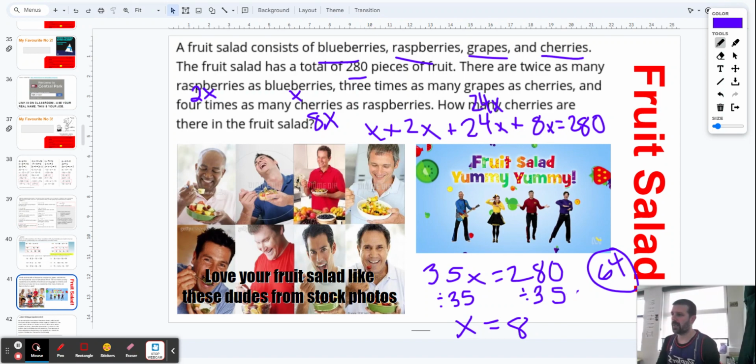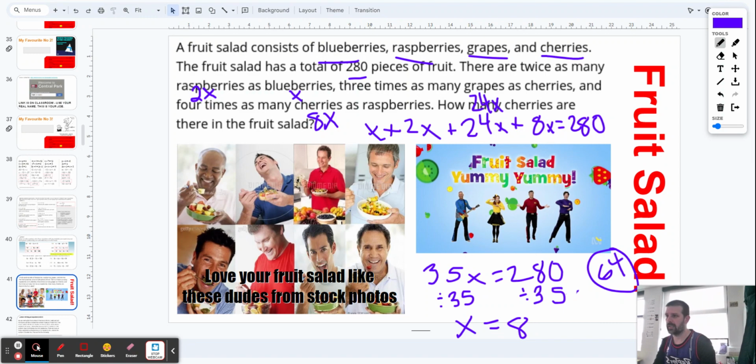But why deal with fractions and decimals if we don't have to? So we decided, or I decided, I guess, to make blueberries my x. Everything else related to that blueberry total, and that's what we ended up with, okay? And also it makes sense. Blueberries are very expensive. Okay, raspberries are pretty expensive. Cherries are mid, and then grapes are the least expensive.